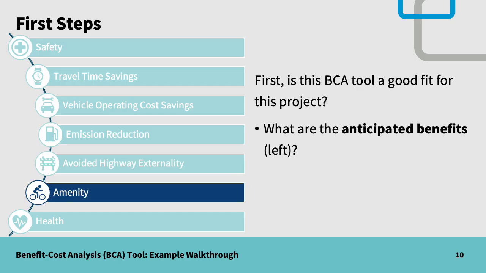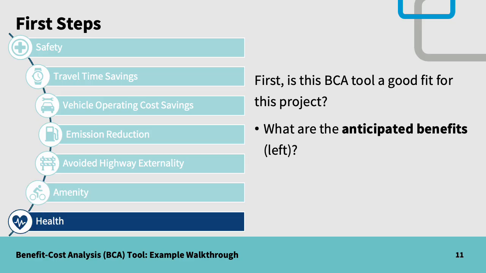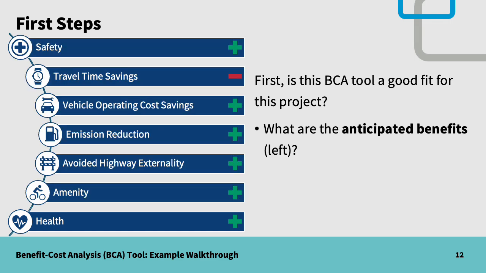Amenity benefits? Yes, these are key here. The path's users will benefit from improved quality and comfort of their journey along the new dedicated facility. Evaluation of this will be based on the type and dimensions of the improvement. Finally, health benefits? Yep, some of the people who walk and bike because of the project would be engaging in new cardiovascular exercise, leading to associated improvements in health. Great, so this example aligns well with the BCA tool's offerings. And now we also have a mental map of what outcomes to expect from our analysis.